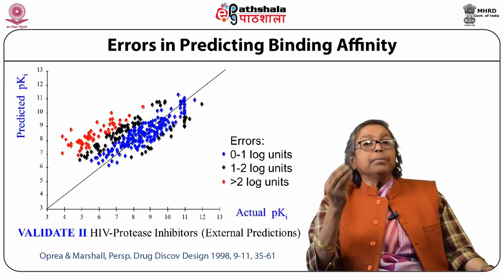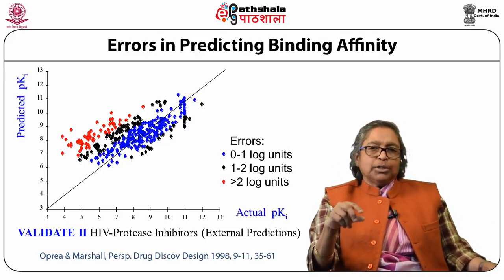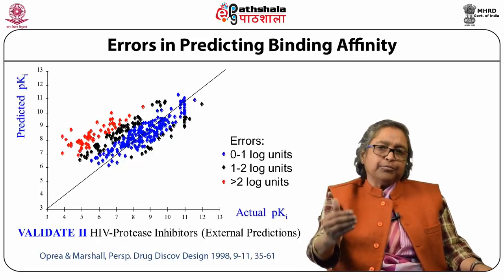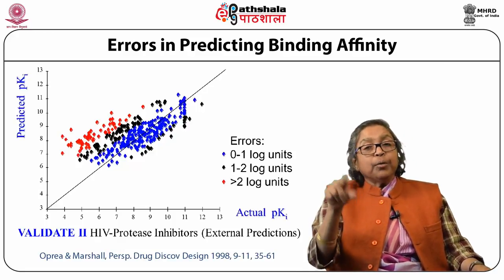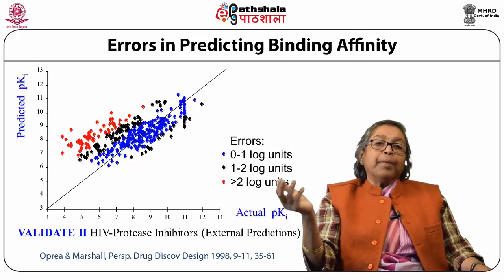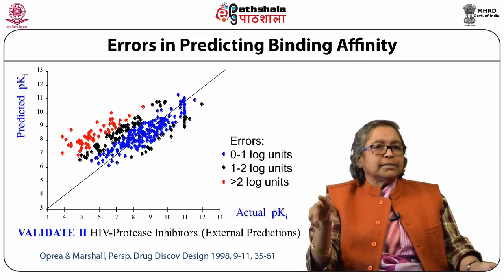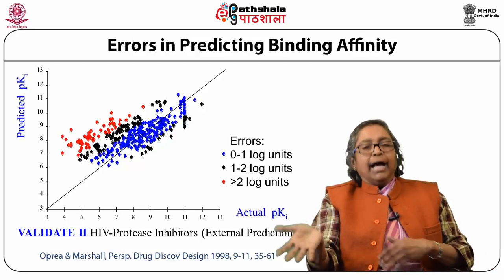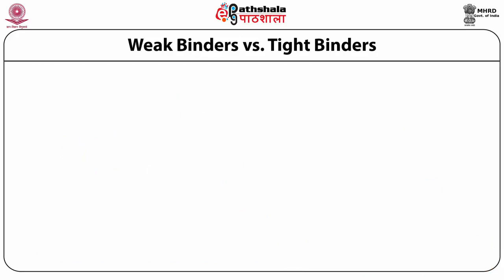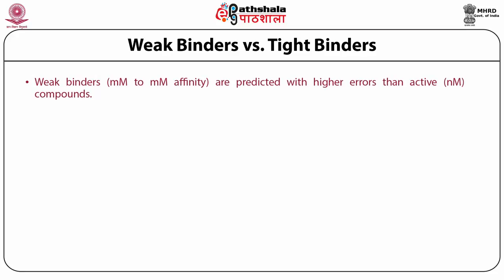So in designing molecules, we must remember that if we want to model these compounds, we have to be a little careful. Hence, deriving from this knowledge, the scoring function must be monitored in such aspects of better binders and weak binders. As we see from our previous slides, there is a difference between the weak binder and the tight binder. Most often the weak binders, which have micromolar to millimolar affinity, are predicted with more errors than the active ones, the very good ones.